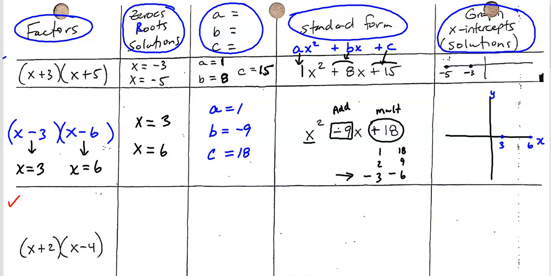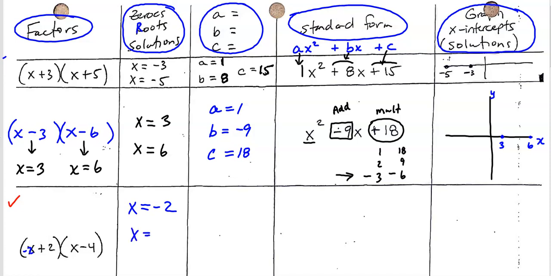All right, next one, the next row here. They give me the factors, so we have factors and nothing else. Let's work our way through. Well, the factors give me the zeros pretty easily. I know the first parenthesis is 0 when x equals negative 2, because negative 2 plus 2 is 0.